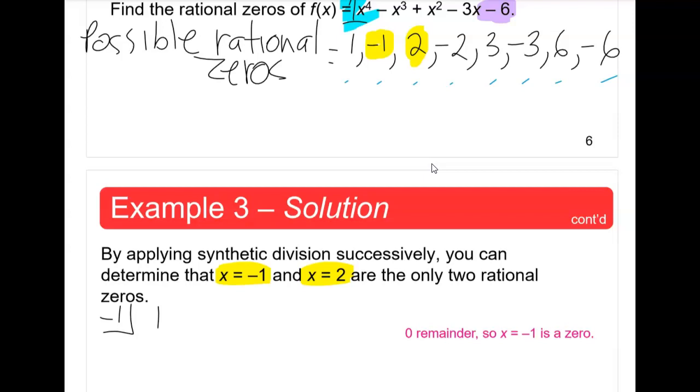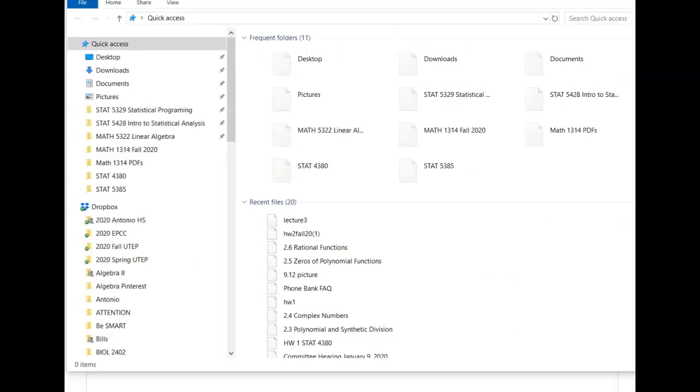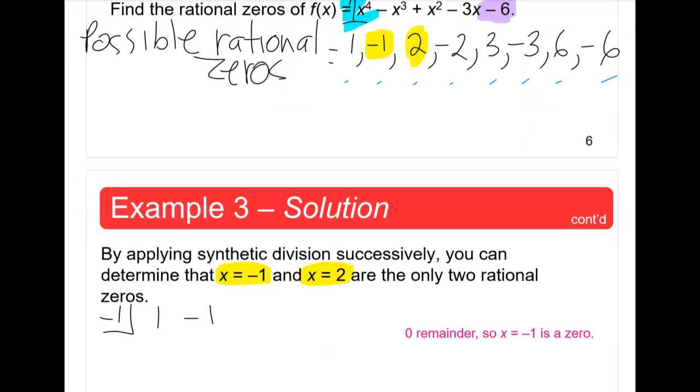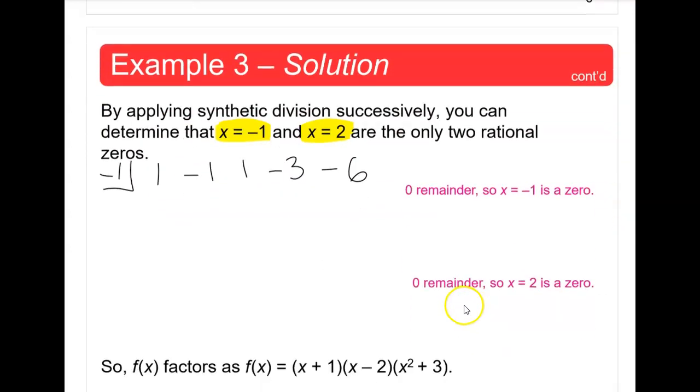The coefficient of x cubed is a -1. The coefficient of x squared is a 1. And the coefficient of x is a -3. The coefficient of 6, I should say the constant term, is a -6. Okay, so now let's go ahead and perform the synthetic division.